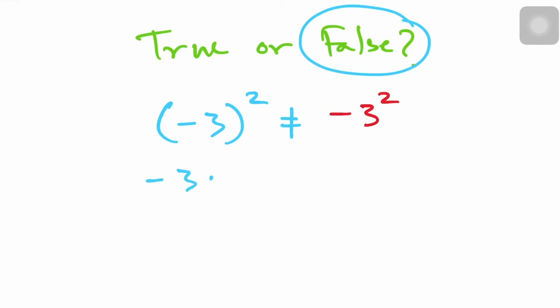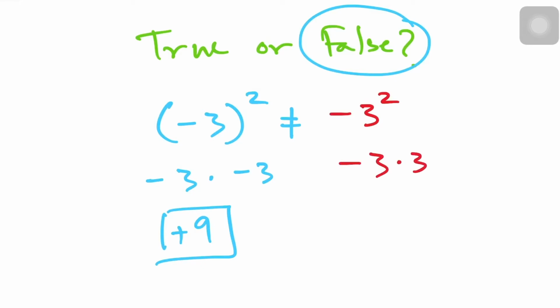So negative 3 whole squared means negative 3 times negative 3, which is equal to positive 9. Negative 3 raised to the power 2 means negative 3 times just 3. So that's going to give us negative 9.